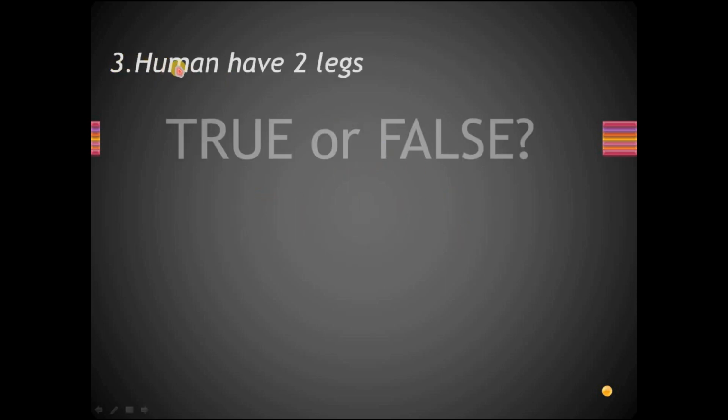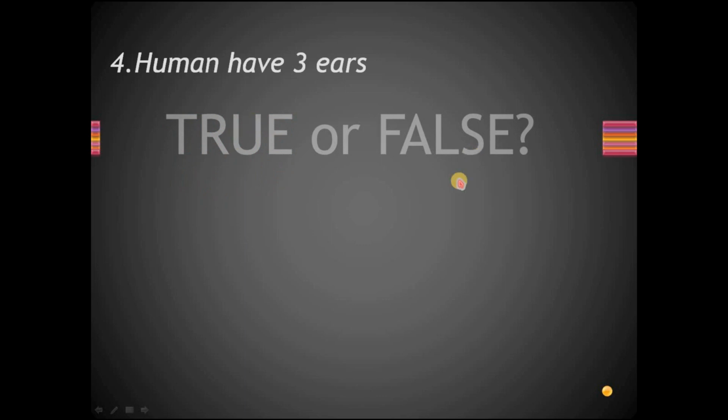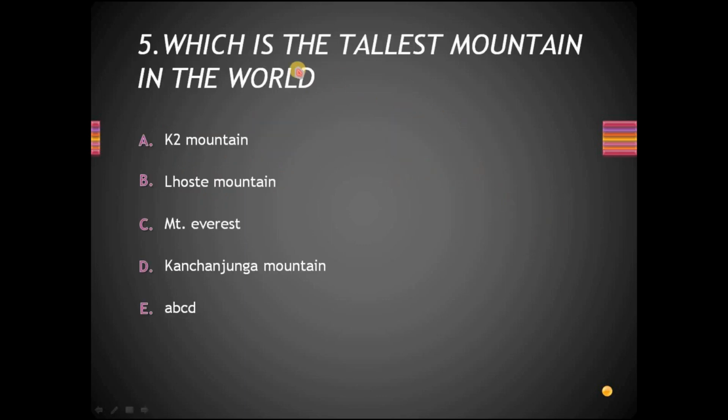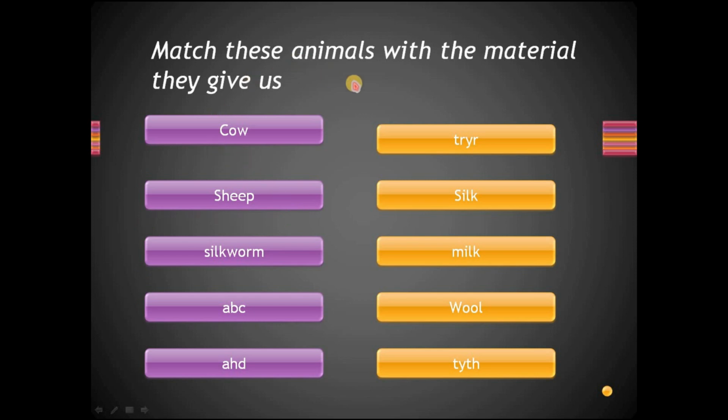Now our next is: humans have 2 legs. So this is a true type of slide. So you can see that the answer will come true, and here it will come false because it's a false type of slide. And here you know the answer is Mount Everest. So if you press here, we get the Mount Everest left among these. So this is the correct answer.